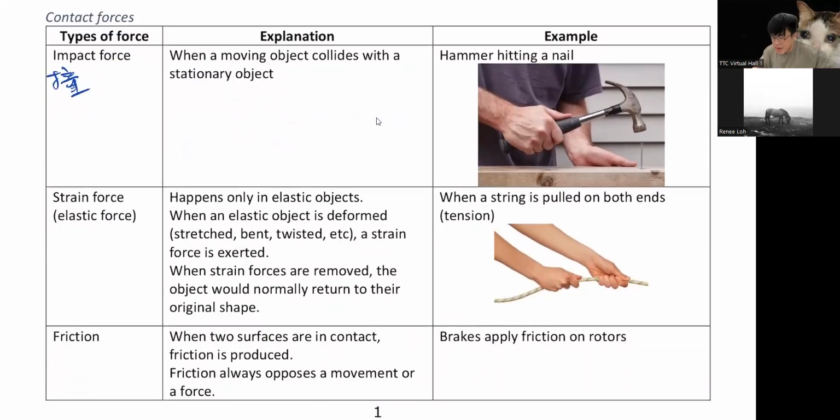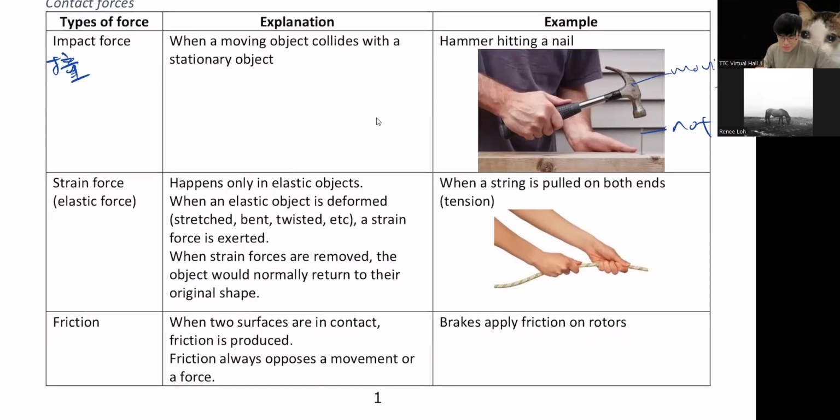So for example, hammer hitting a nail. The hammer is moving. The nail is not moving. So a moving stuff crash into a non-moving stuff. That's your impact force. Okay, so 比如说你现在站在路边，我拿车去撞你，就是 impact force 咯。Okay, easy so that's your impact force.